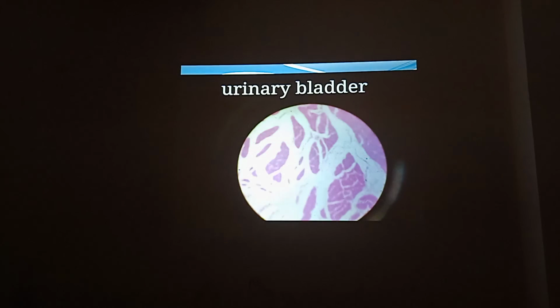Again urinary bladder, these are the muscle layers, and here is the mucosal fold. This is the muscle layer, again the muscle layer, and after that there is adventitia.